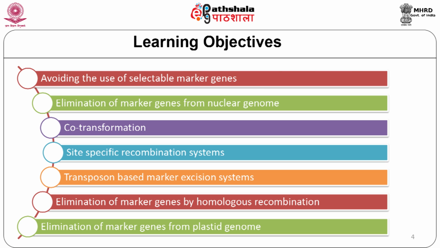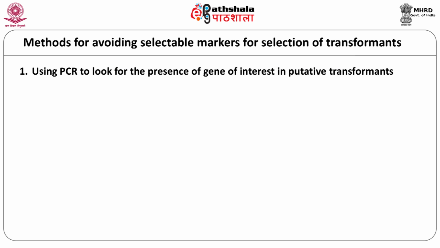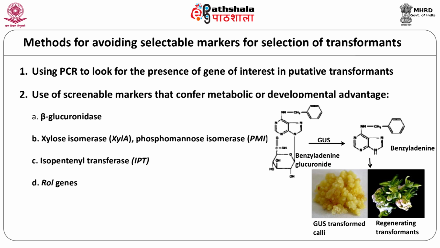The simplest way to produce marker-free transgenics is not to use selectable markers and instead screen a large number of transformants using the polymerase chain reaction with primers for the gene of interest. The second way is to use a screenable marker gene in place of a selectable marker gene, which enables identification of transgenic plants in the absence of a selective agent. The use of such a screenable marker does not kill the non-transformed cells. Rather, the transformed cells experience a metabolic or developmental advantage.